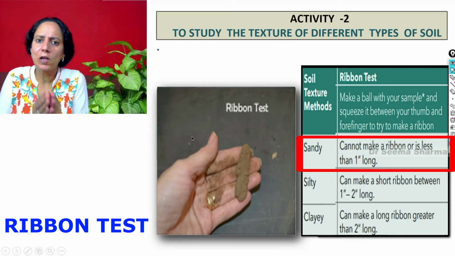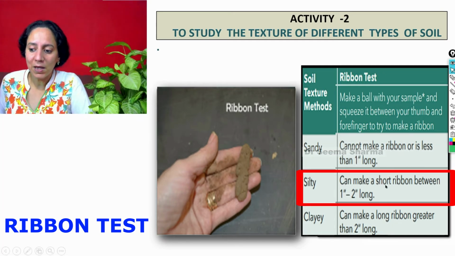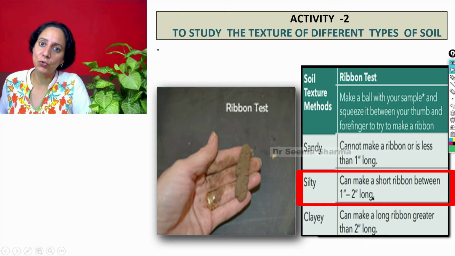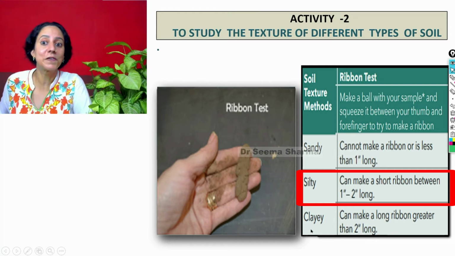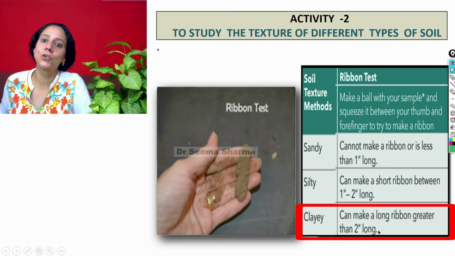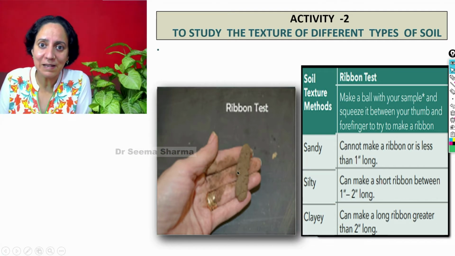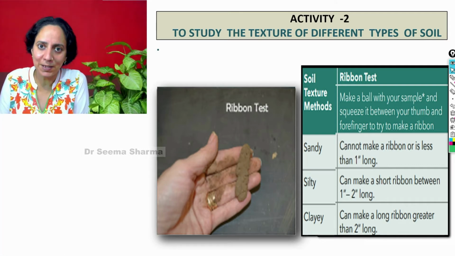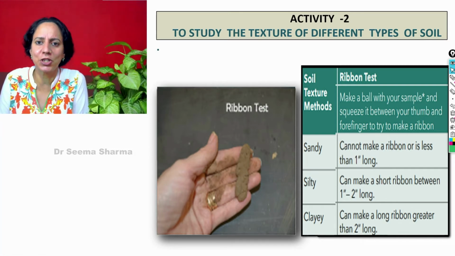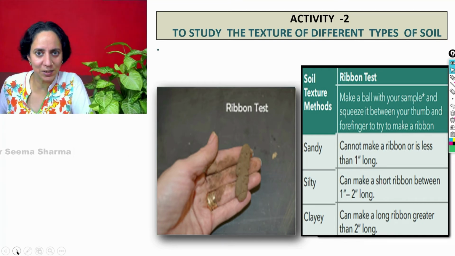So with sandy soil, we won't be able to make a ribbon. Silty soil can make a short ribbon between 1 to 2 inches long. And if it's a clay soil, we can make a long ribbon greater than 2 inches long. So on the basis of the field test, ball test and ribbon test, we can clearly differentiate between types of soil. So this was all about activity 2.